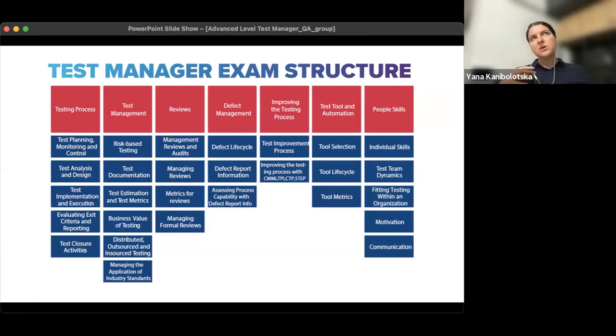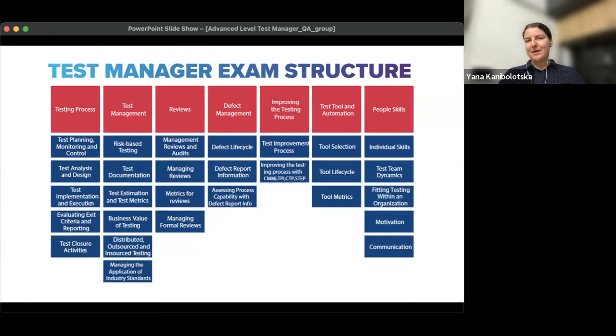Reviews. For me, it was the most boring part in the foundation level, but here they are talking not even about the review process, because you should know it from the foundation level certification exam, but more about metrics. So how to measure if the review process is effective, and how to improve it if you see that it's not that effective. It's pretty interesting. I would say it's more interesting than in the foundation level, but it depends. Maybe it was interesting for you even on the foundation level, but for me not. That's why I'm saying that.